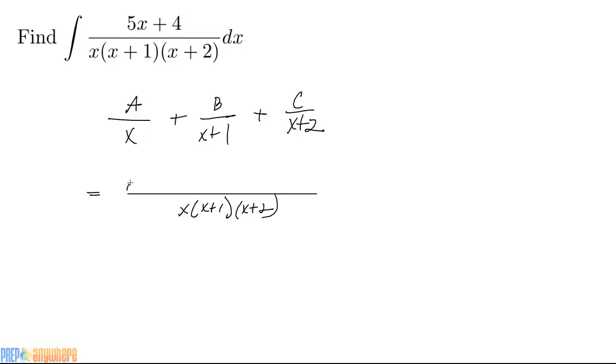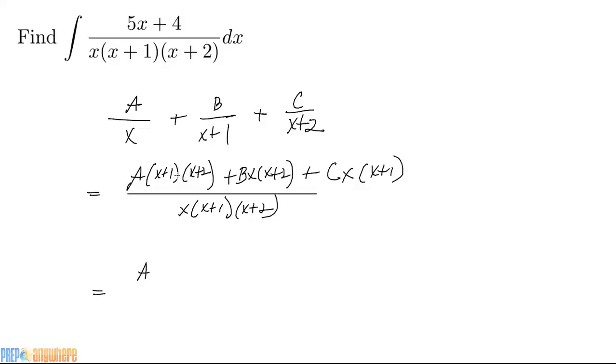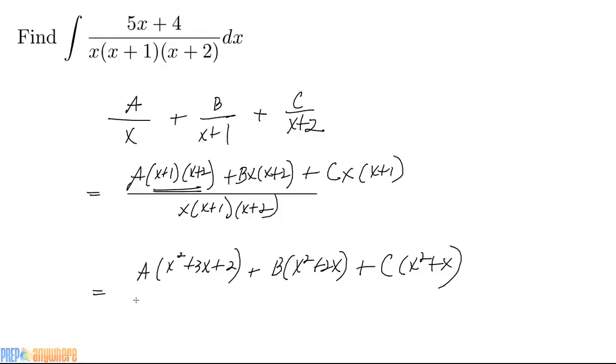A has to be multiplied by these two factors, x plus 1 and x plus 2. B needs to be multiplied by x and x plus 2. And C needs to be multiplied by x and x plus 1. So let me just expand the x part, and you get A times x squared plus 3x plus 2, B times x squared plus 2x, C times x squared plus x.